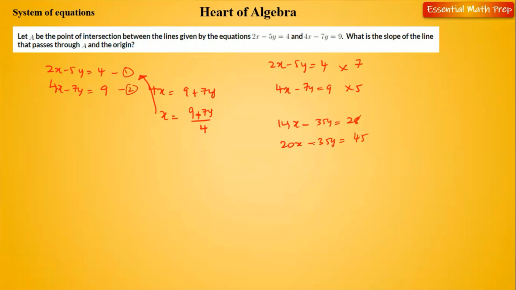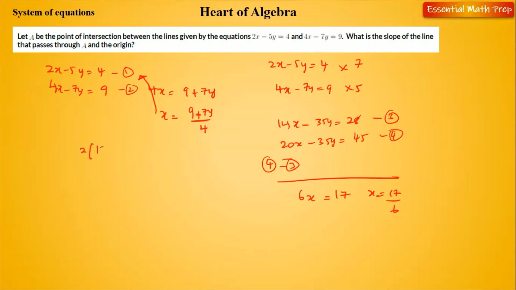So if you subtract expression 3 from 4, then that will give us 6x equals 45 minus 28? That's 17, right? So x equals 17 over 6, right? Now let's take the x value and substitute it in expression 1 or 2, doesn't matter which one, and then you can get the value of y.